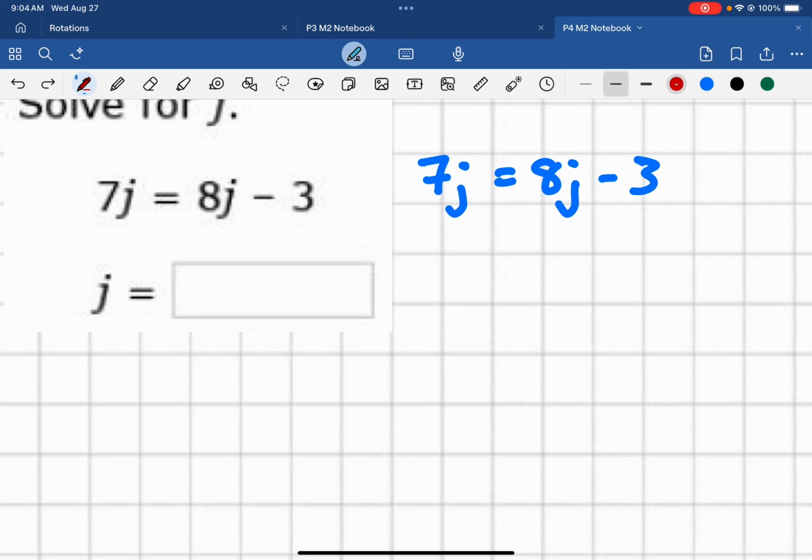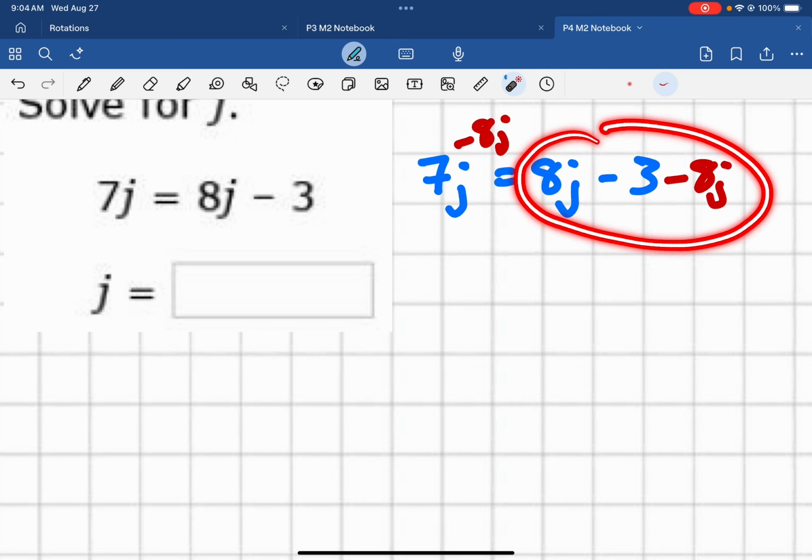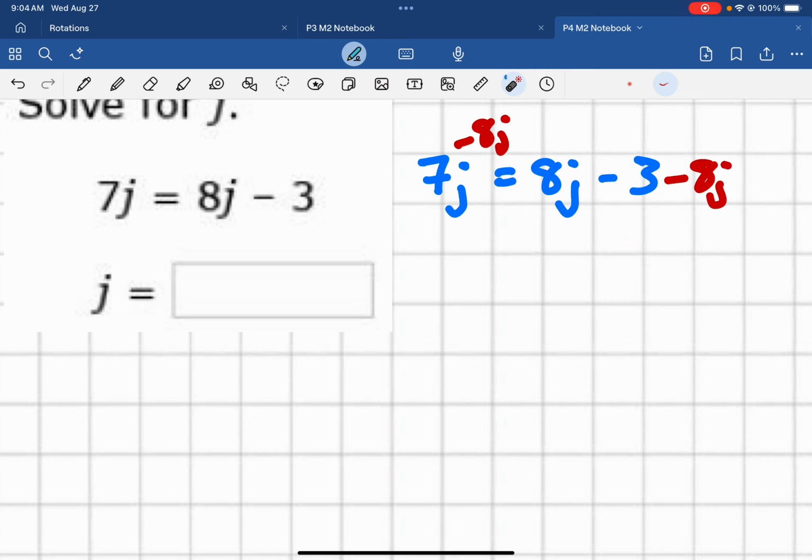I'm going to subtract 8j on this side, and I'm going to subtract 8j on this side. On the right side, when I subtract 8j, these are going to cancel out because they're inverses of each other. You would get 0 j's, but I don't need to write 0 j's. On the other side, those are like terms, so we're going to combine them. When we combine them, we get negative 1j.